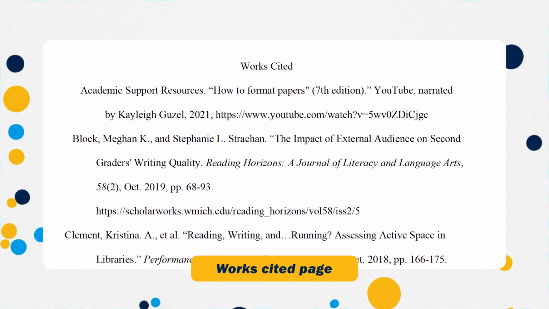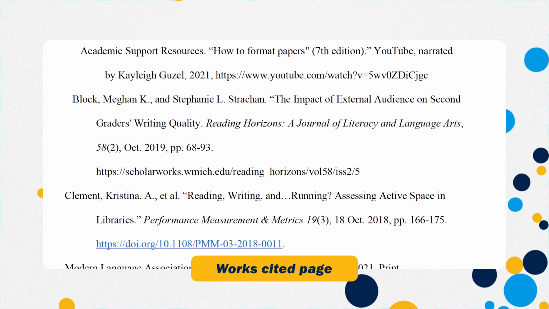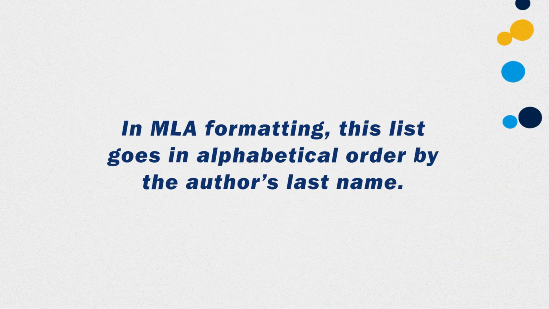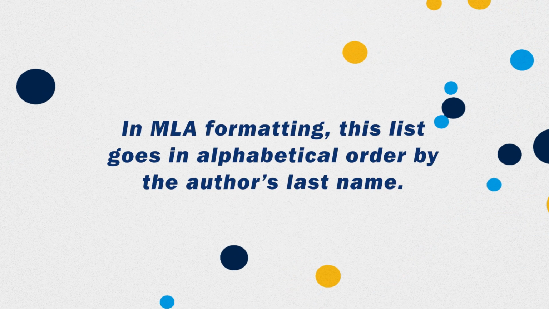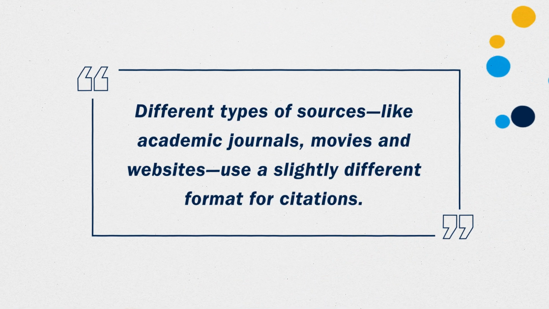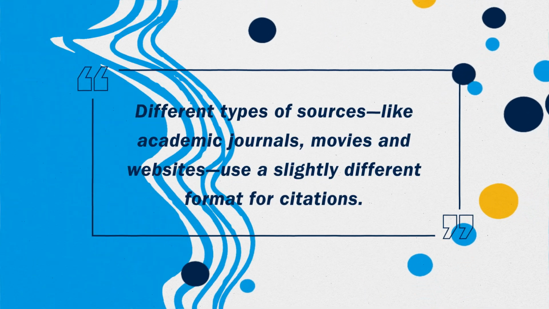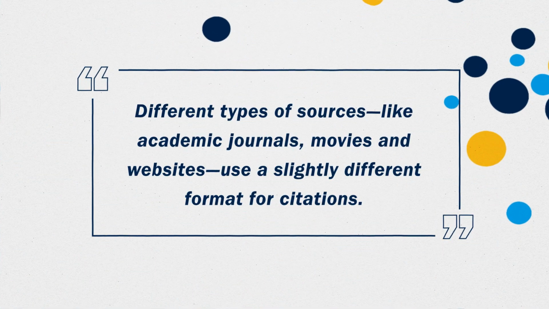Next up, we've got a works cited page. This comes at the end of your paper, and it's a more detailed list of all your in-text citations. In MLA formatting, this list goes in alphabetical order by the author's last name. A quick note, different types of sources like academic journals, movies, and websites use a slightly different format for citations, so be sure to keep those differences in mind when you're writing.